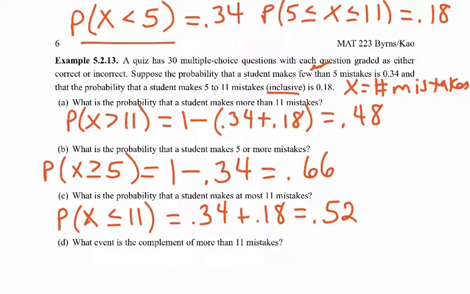We could have also used the Part A section, and just said it's the complement of the event in Part A. In fact, I think that's the next part. It says, what event is the complement of more than 11 mistakes? So they want you to see that Part A and C are complements of each other. So the event of more than 11 mistakes would be less than or equal to 11.